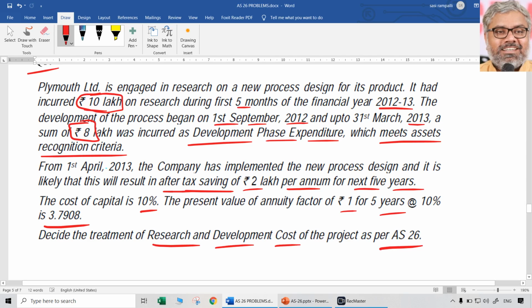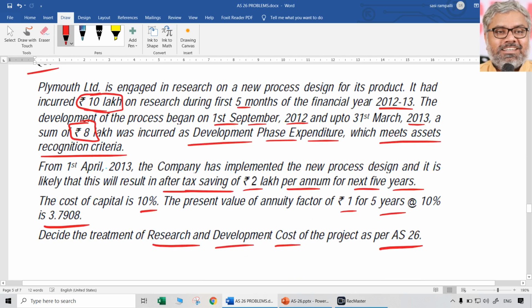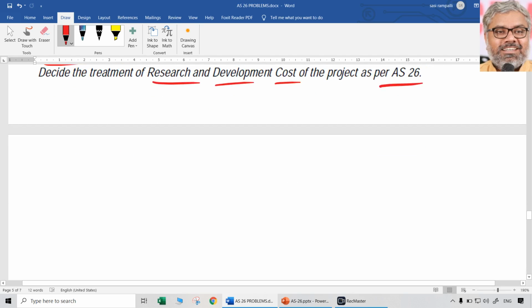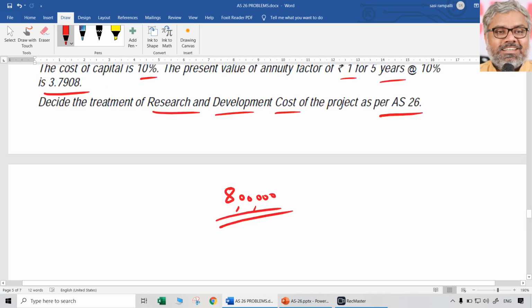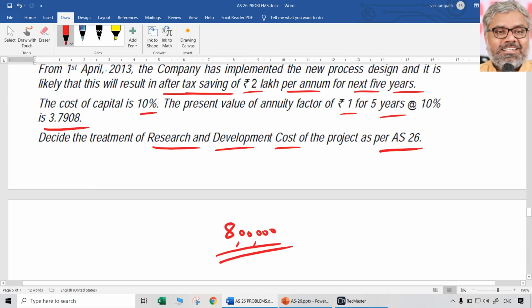Of course, first point you have to write, research cost 10 lakhs has to be charged to P&L. It cannot be capitalized. It cannot be recognized as an intangible asset. Then the second point comes about 8 lakhs. Cost is okay, 8 lakhs, that is fine. It is recognizable. So are we going to just recognize it at 8 lakhs always? No. When you know that exactly the future economic benefits are going to flow, how much they are, when there is an estimation already, then you have to find out the present value of those future economic benefits, and whichever is lower has to be recognized as the cost.